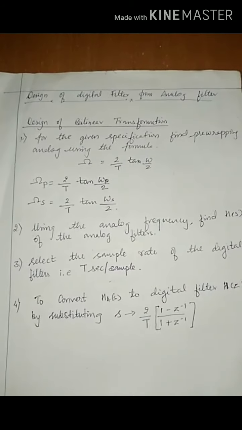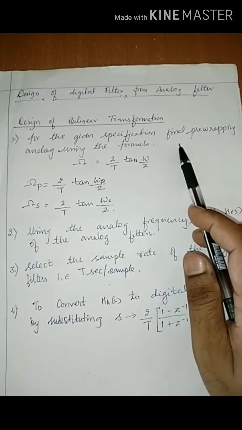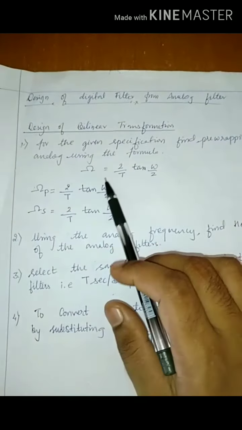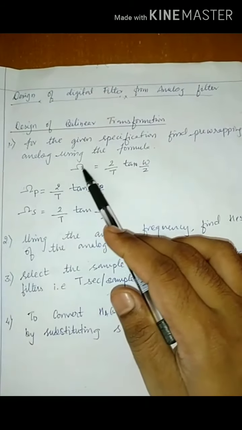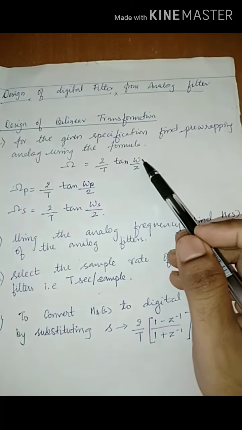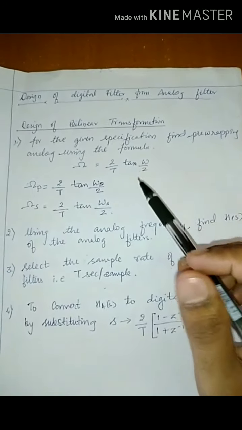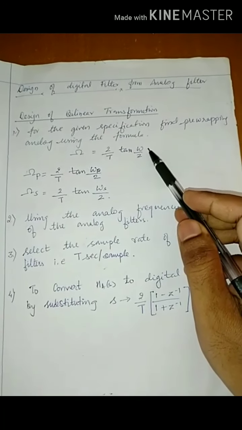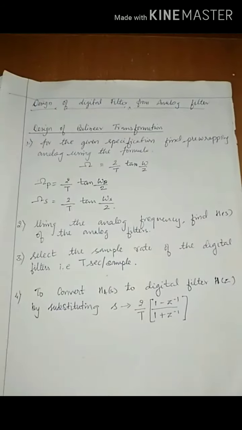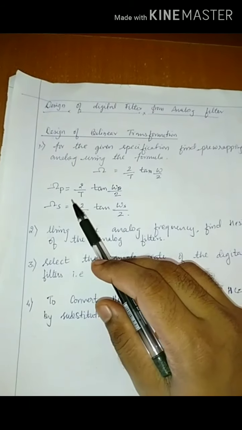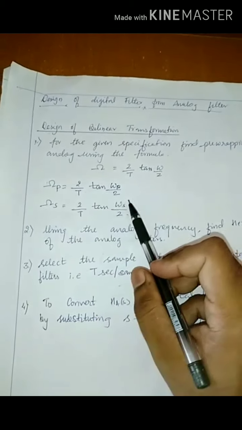Now we'll see the design of bilinear transformation. For any given specification, find the pre-warped analog frequency using the formula Omega is equal to 2 by T tan of omega by 2, wherein this Omega is the analog frequency and this omega is the digital frequency. In the problem for bilinear transformation, they'll be giving you digital filter frequency values. We have to convert that to analog frequencies by using this formula. So Omega p is equal to 2 by T tan of omega p by 2. Omega s is equal to 2 by T tan of omega s by 2.